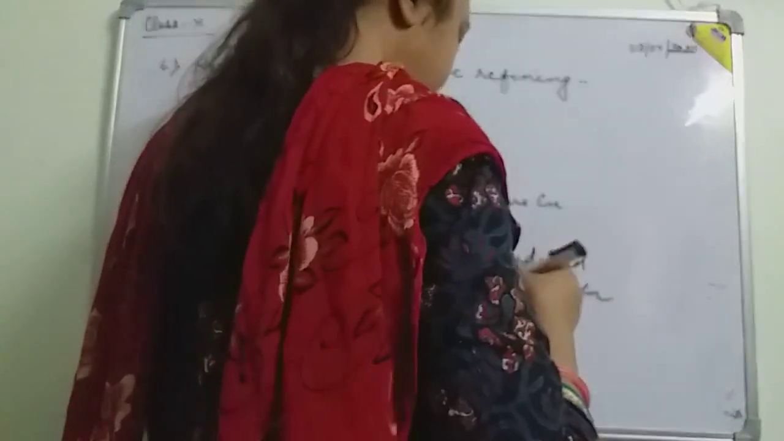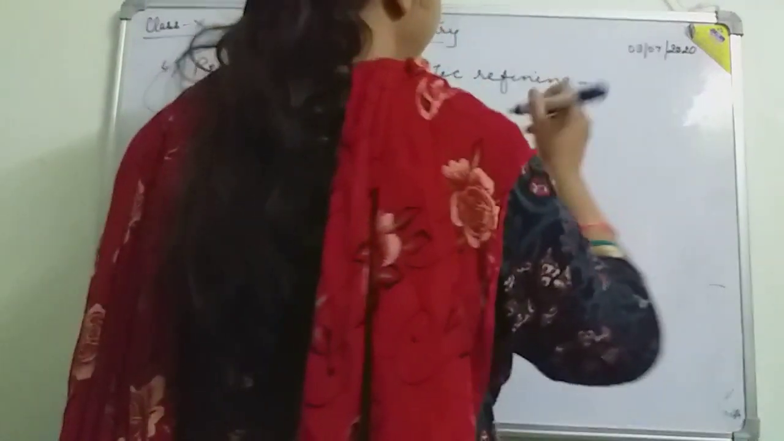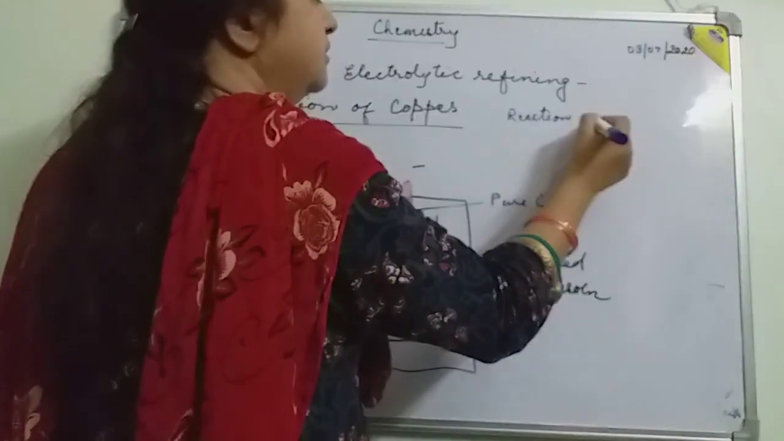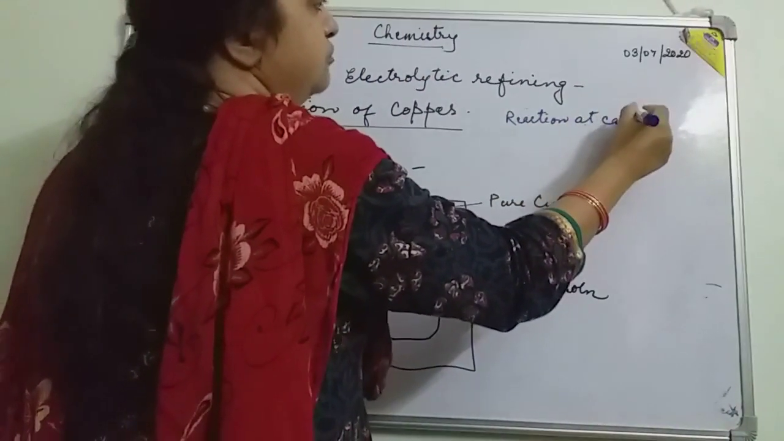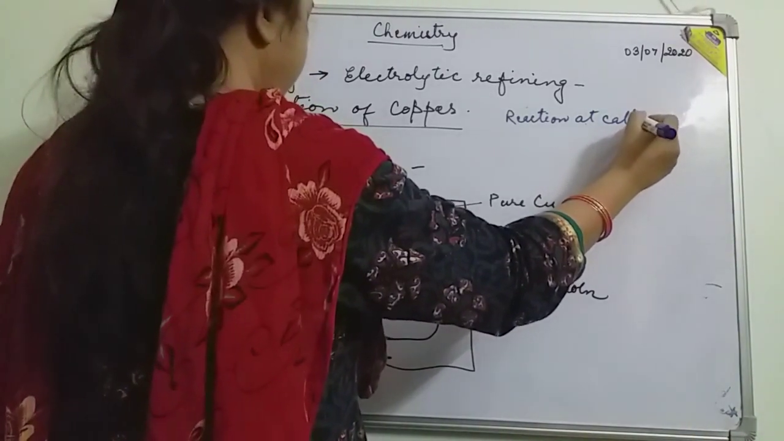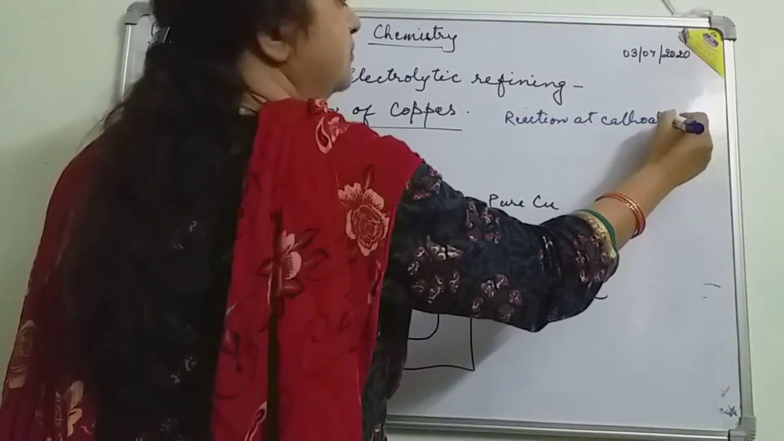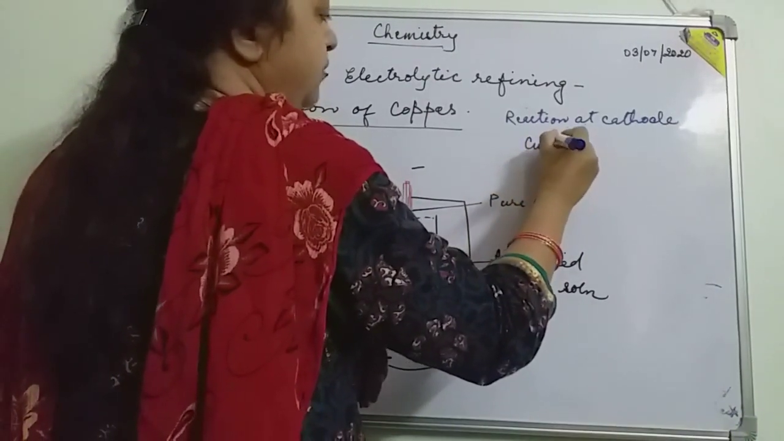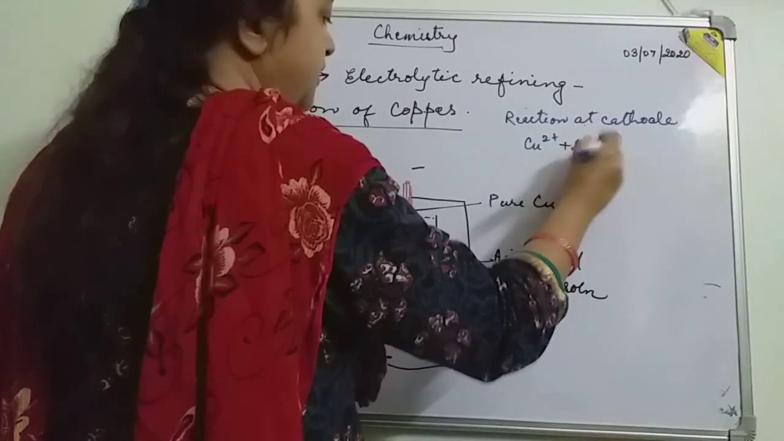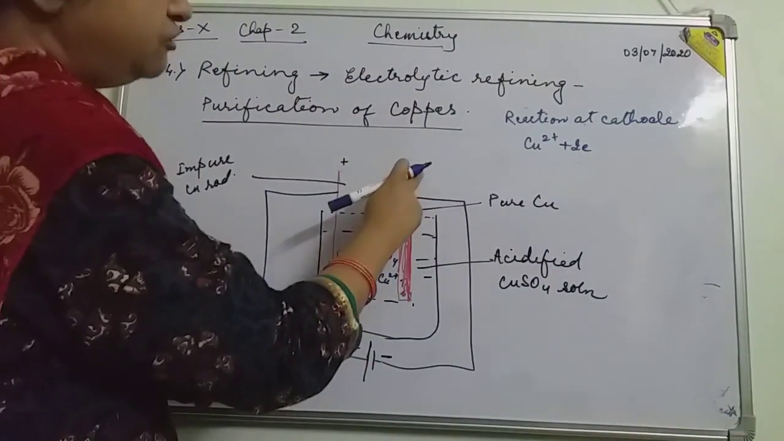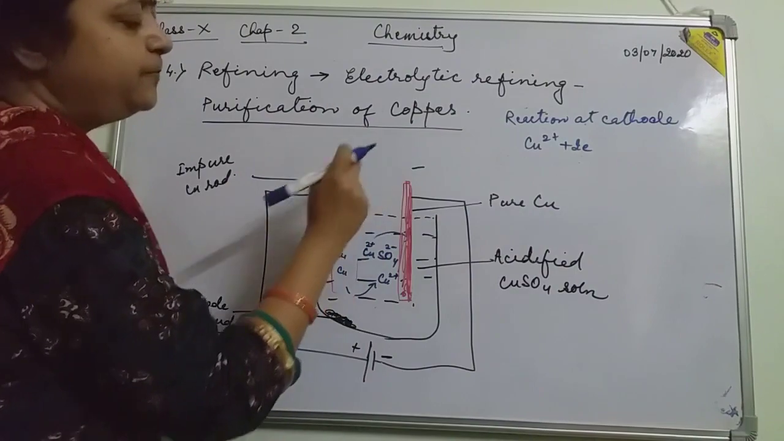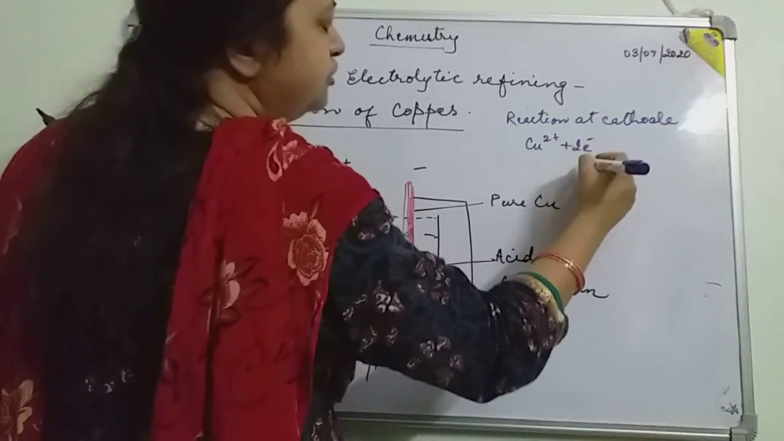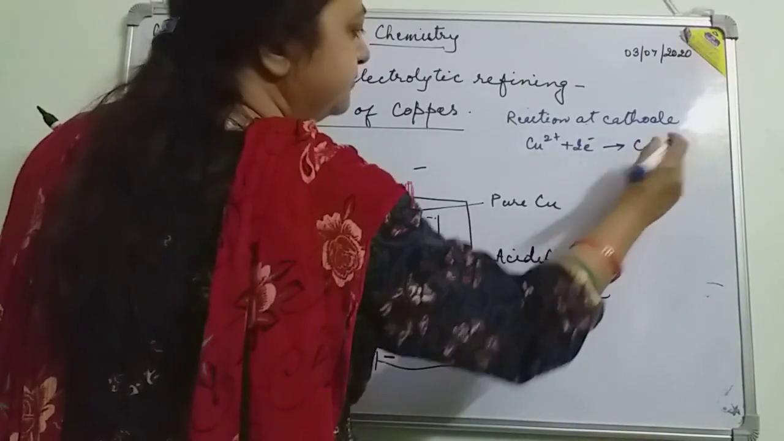Now, reaction at cathode and reaction at anode. First, reaction at cathode. This Cu2+ gains 2 electrons, because here the density of electrons is more, it is negative, due to high density of electrons. So Cu2+ with 2 electrons becomes copper.